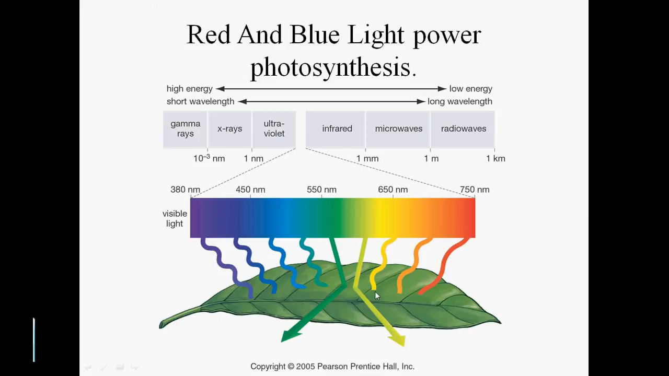The other concept is that the longer the wavelength, the lower the energy. The shorter the wavelength, the higher the energy. So gamma rays have the shortest wavelength and the highest energy. Radio waves have the longest wavelength and the lowest energy.